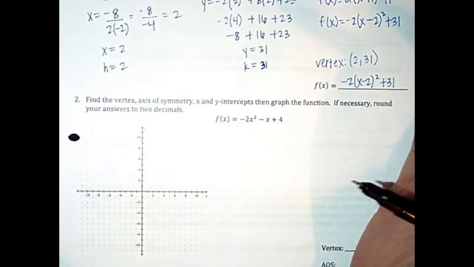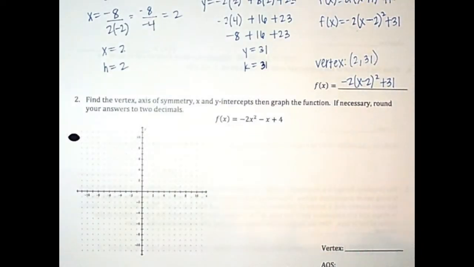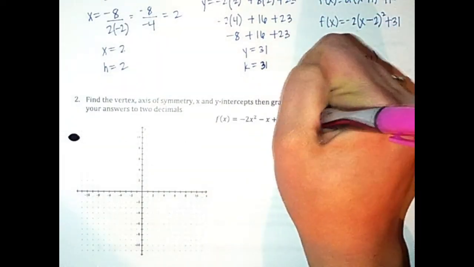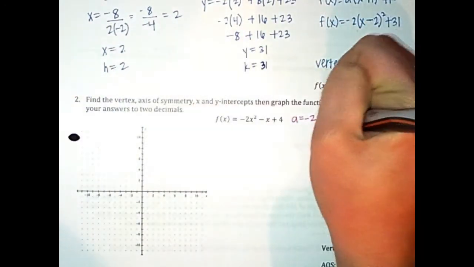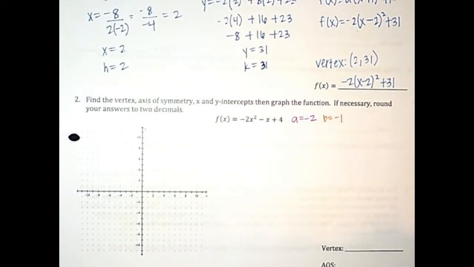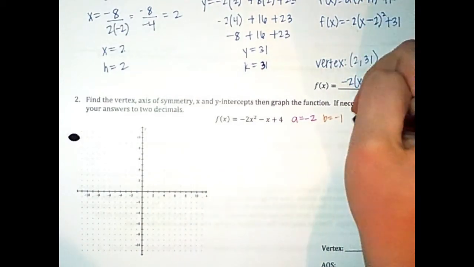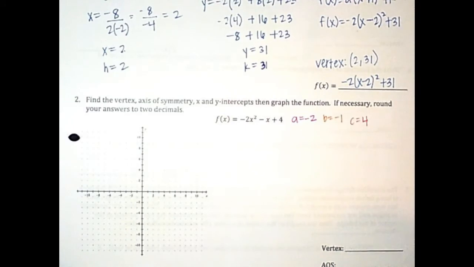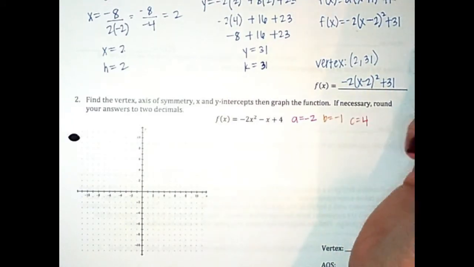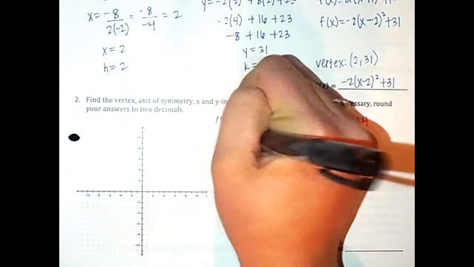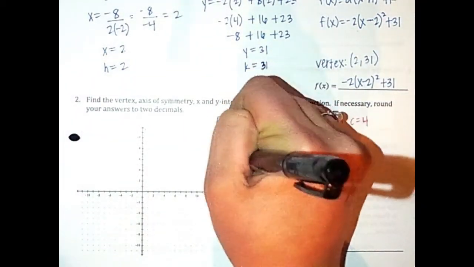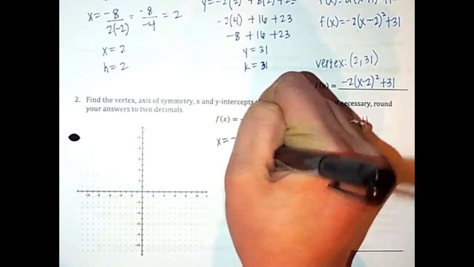So same type of process. I'm going to identify all of my values. I have a is -2, b is -1, and c is 4. So I'm going to first just start by solving for my vertex. So opposite of b, just like we did up above, opposite of -1 all over 2 times a, which is -2.